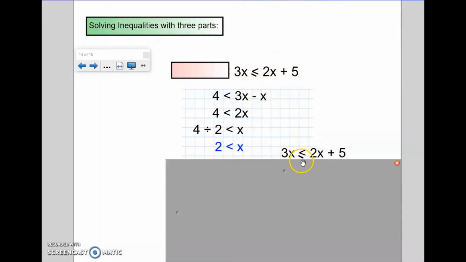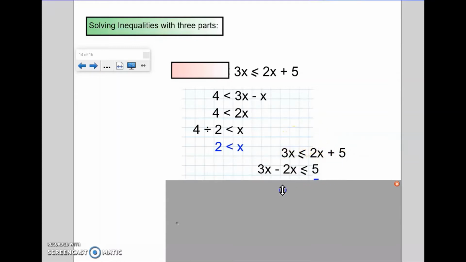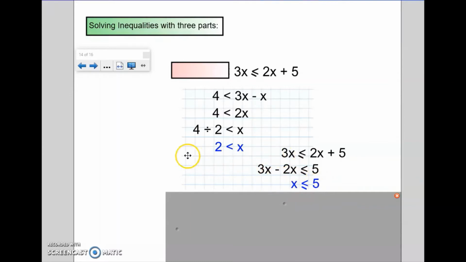3x is less than or equal to 2x plus 5. I'm going to subtract 2x from each side, which is going to leave me with x is less than or equal to 5. So this time, if I wanted to list the integers, I would be looking for numbers that are greater than 2, but 2 is not included, and also less than 5, but this time 5 is included.